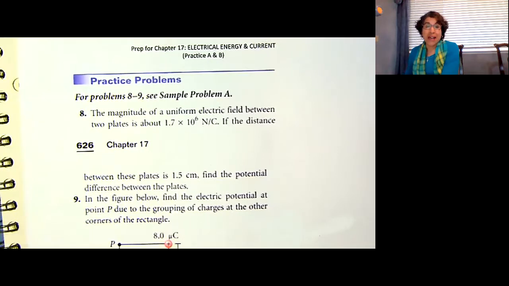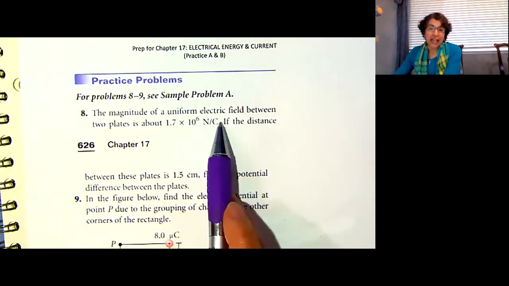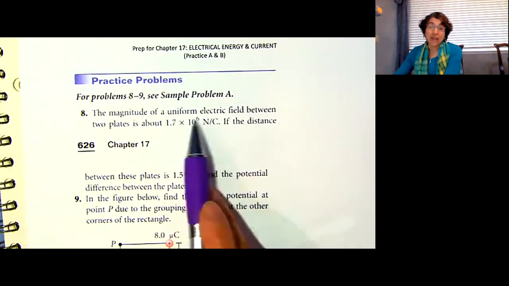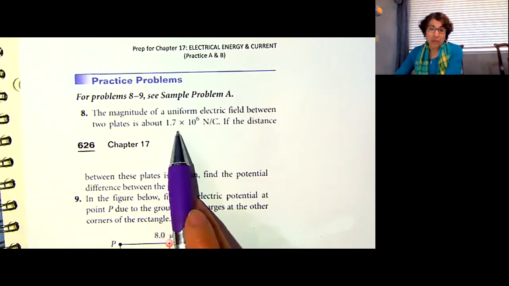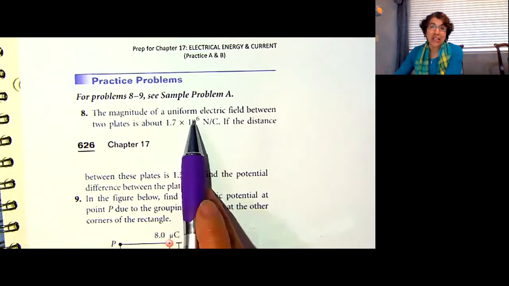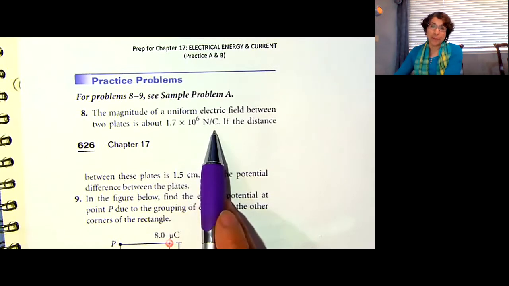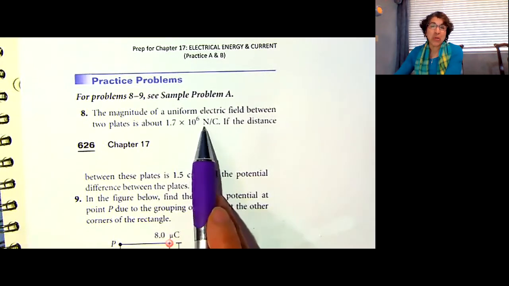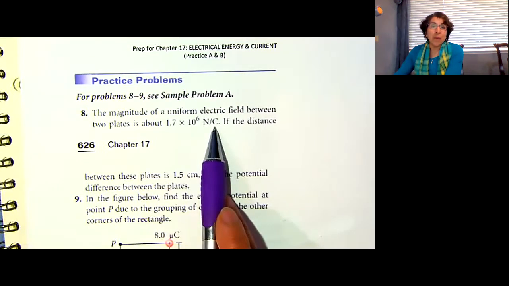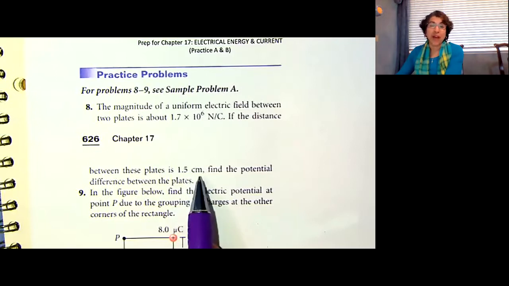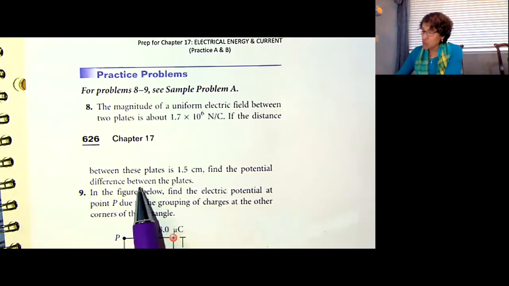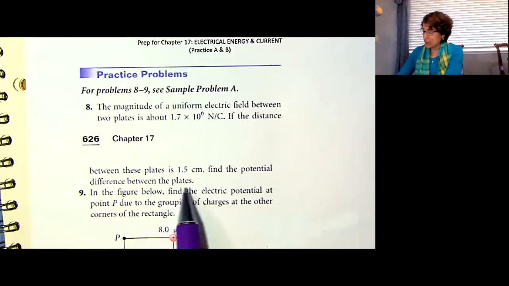The first one says the magnitude of a uniform electric field between two plates is about 1.7 times 10 to the 6 newtons per coulomb. So you remember newtons from force, per coulomb. If the distance between these two plates is 1.5 centimeters, find the potential difference between these plates.